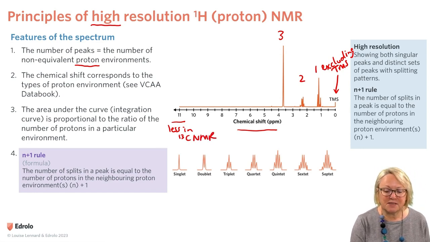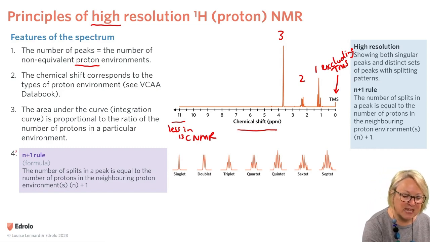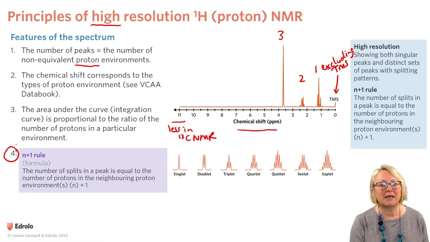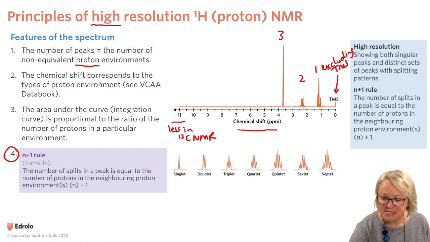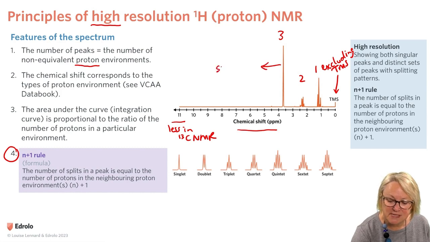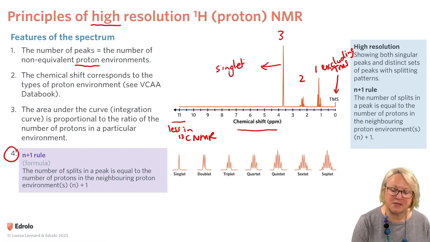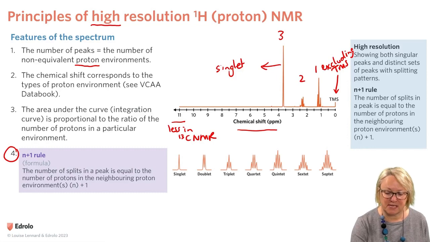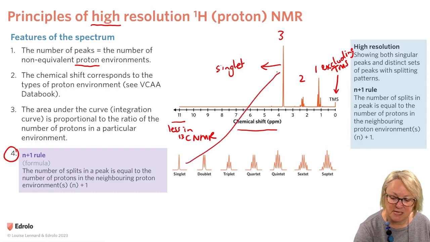The area under the curve, or the integration curve, is proportional to the ratio of the number of protons in that particular unique proton environment. But there's this extra special N+1 rule, which comes with high-resolution proton NMR. And you can see that here we have what we call a singlet. It's the peak that doesn't have any further splitting. So this is a singlet here.